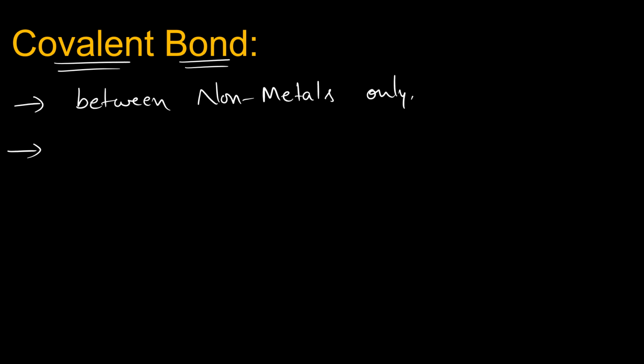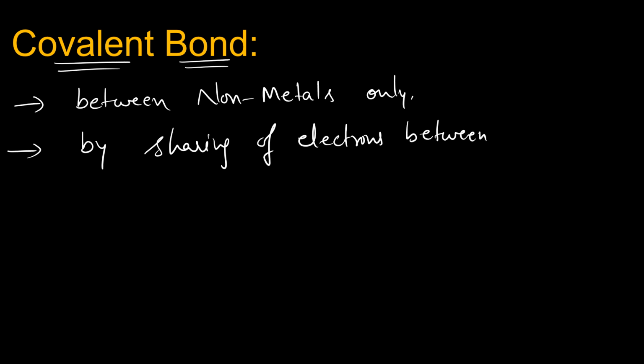We know for a covalent bond, we have two conditions. It can be formed between non-metals only. Second thing, it can be formed by sharing of electrons between the non-metals, or you may say between the atoms that are forming molecules. So with these two conditions, we get the covalent bond.